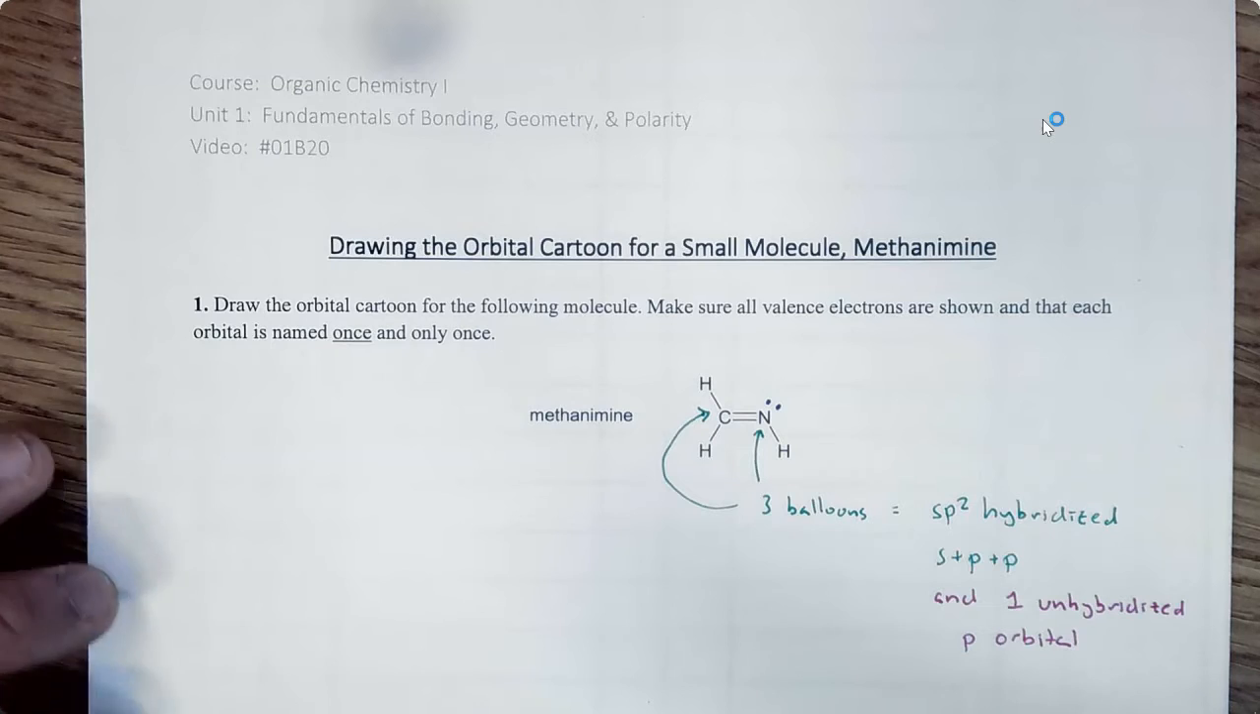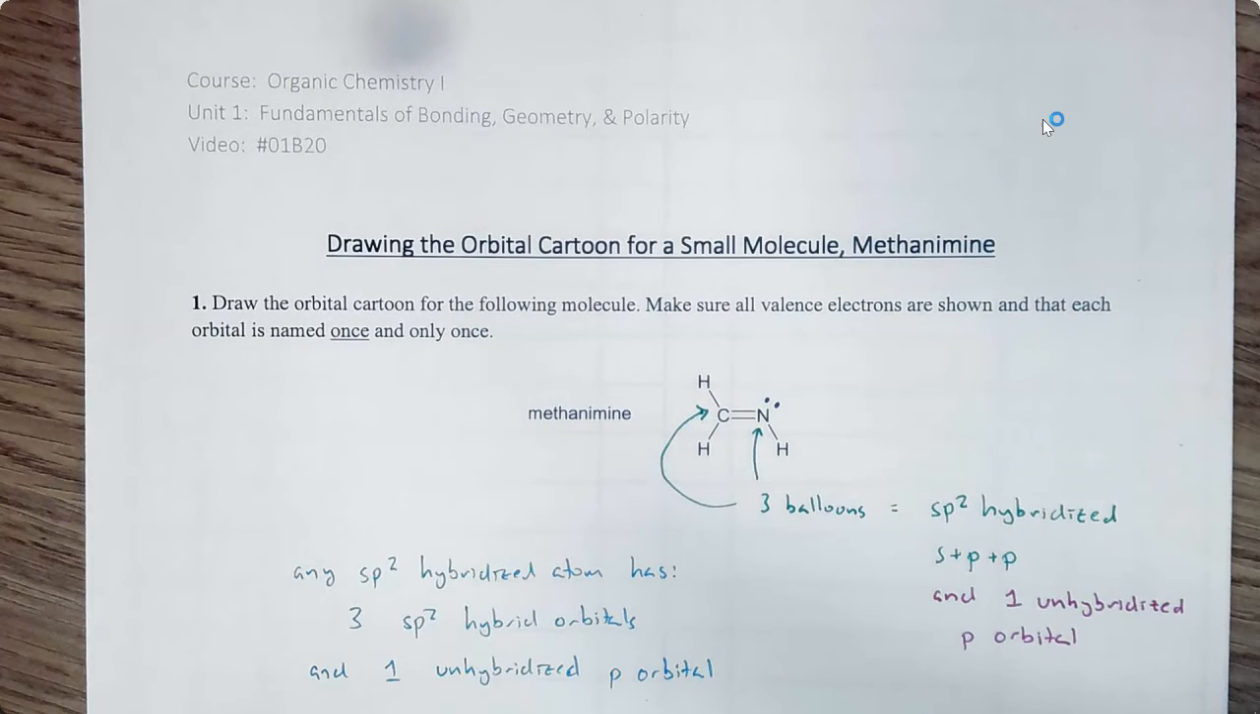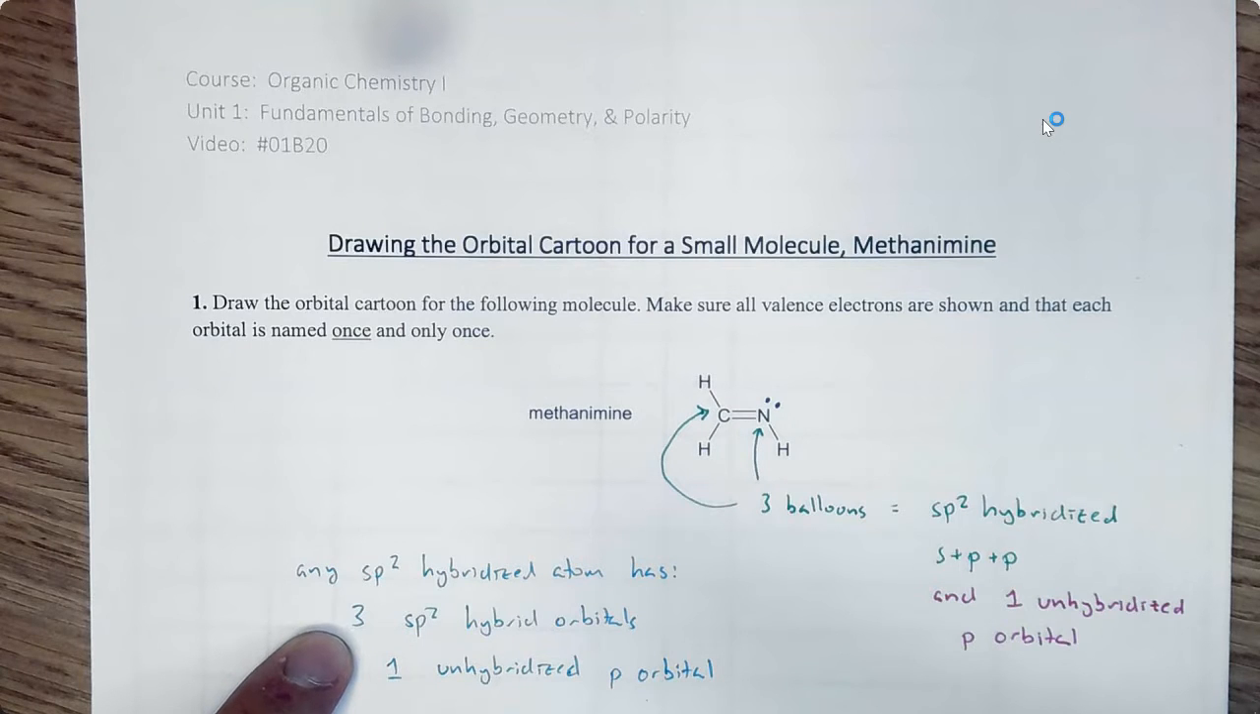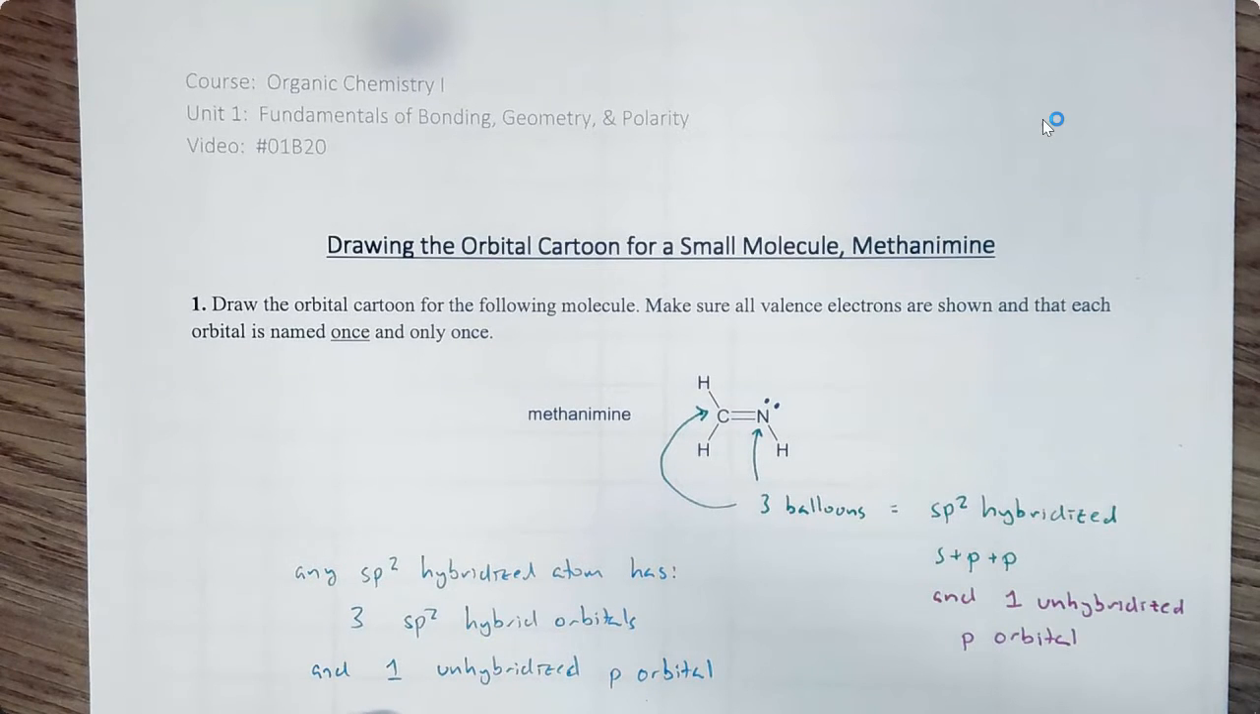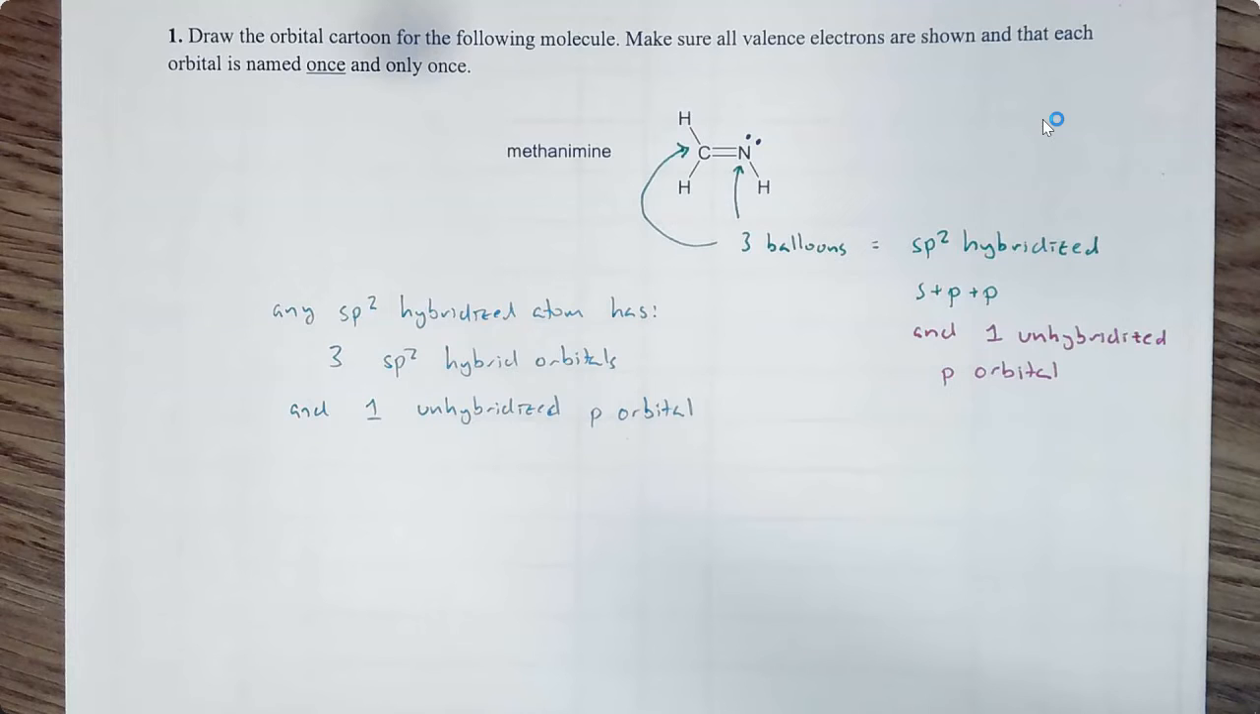Let me write that down. Again, any sp2 hybridized atom has 3 sp2 hybrid orbitals and 1 unhybridized p orbital. The next thing to draw are the actual lobes of these orbitals, but also I want to show you a shortcut that I will allow if you're drawing the orbital cartoon for me.